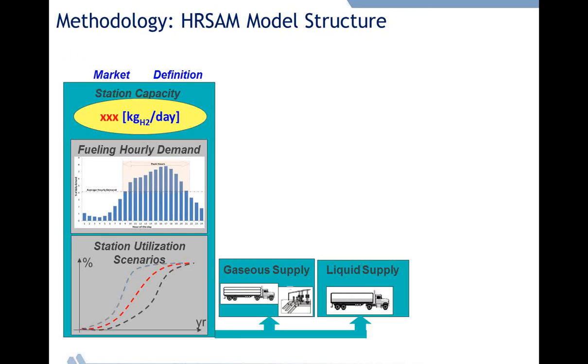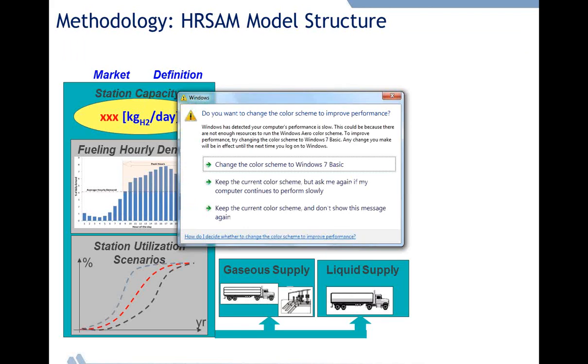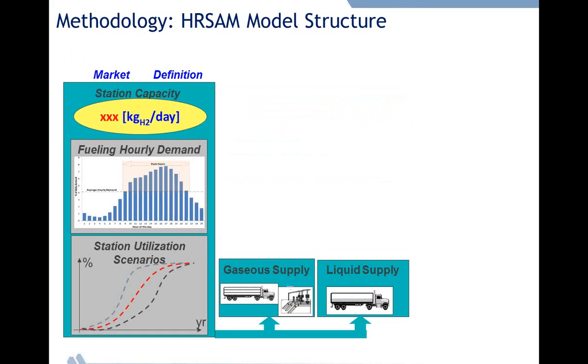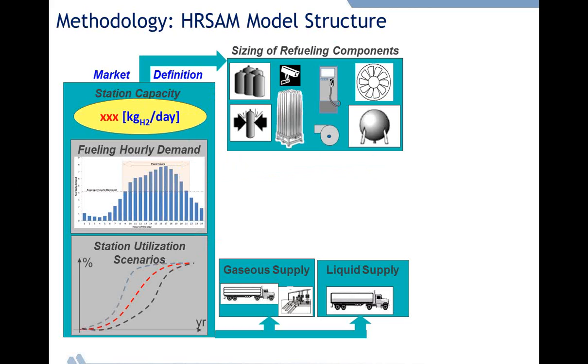And then the utilization scenario. So over the project period in 10 years, how many vehicles will come on the average the first year and the ramp up in the second year, third year, all the way through full utilization. And then the user will specify whether the station will receive hydrogen in gaseous form or in liquid form, or perhaps from some on-site production, and even few stations may receive through a pipeline.